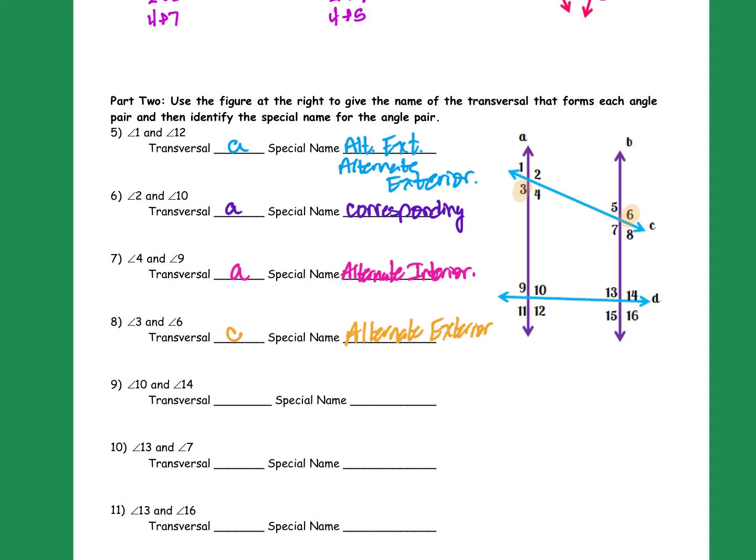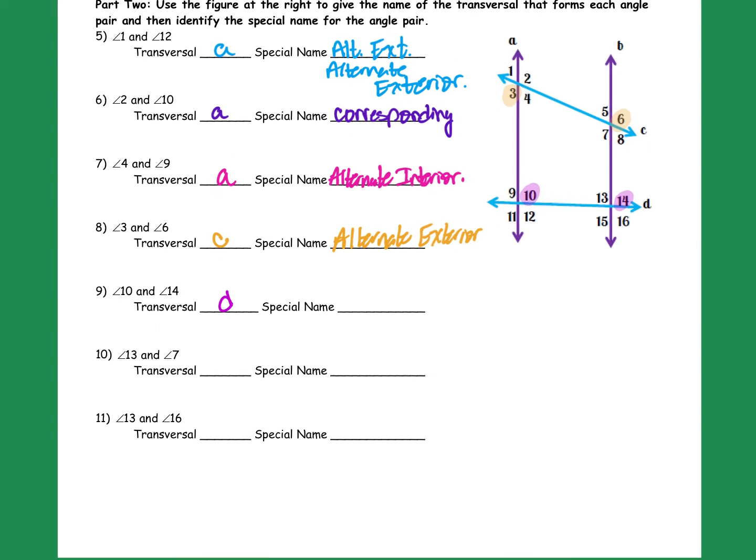So we'll have one or two words. It's either going to be alternate or consecutive, right? And then it's going to be interior or exterior. So, right? 2 choices for each one. Alternate, unless it's corresponding. That's when I have one of each. Okay? So 10 and 14. 10 and 14 is D. Awesome. And what type of angles are they?